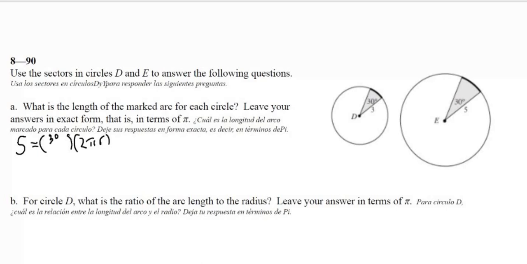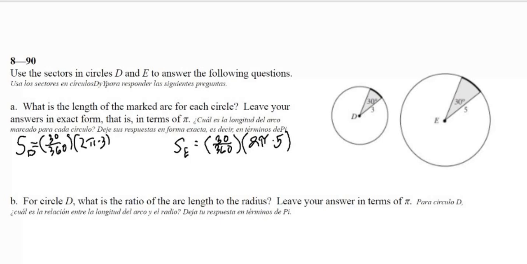So 30 over 360, and I'll replace r with the radius from each circle. So for D, r is 3. So make sure that it's clear that this is the arc for D. And for E, we have the same thing, except r is now going to be 5. So 30 over 360 times 2 pi times 5. Let's simplify these.